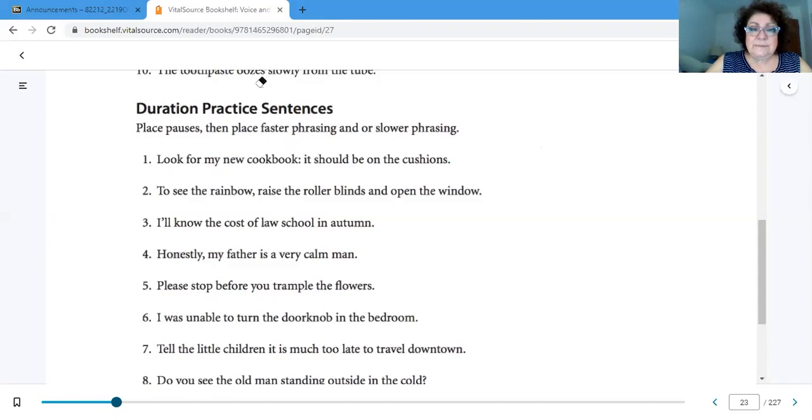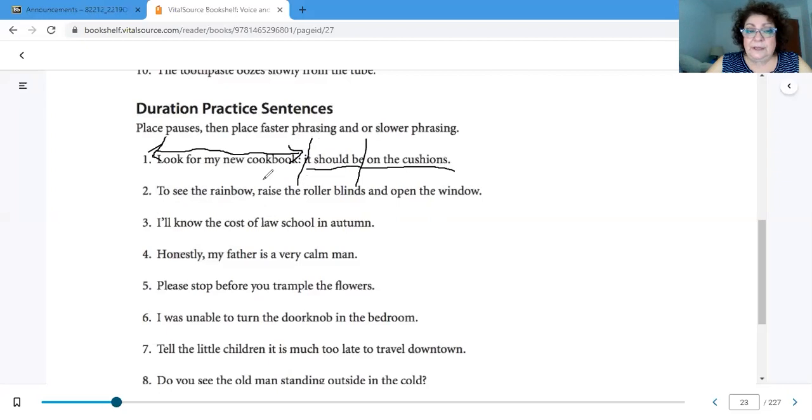Oh, I put the wrong, sorry guys. So I'm going to take this first part faster. I know the colon is my pause. Look for my new cookbook. It should be on the cushions. I can even take what I did there, pause. It should be on the cushions. So you now have pauses and you have slower and faster phrasing.